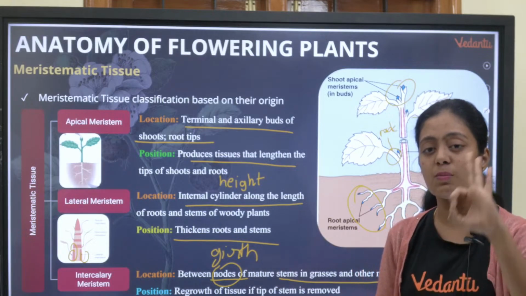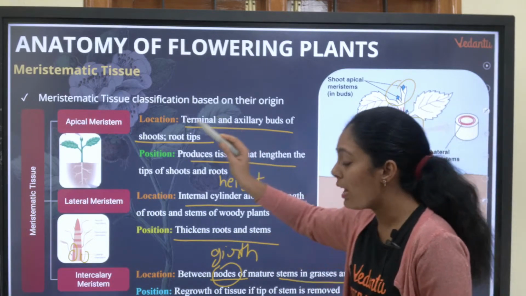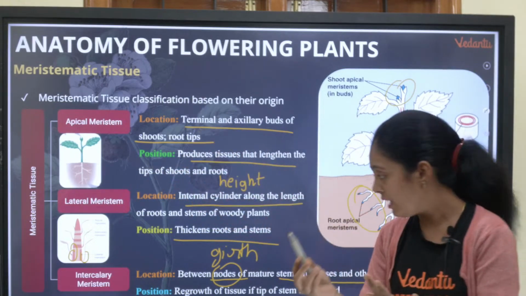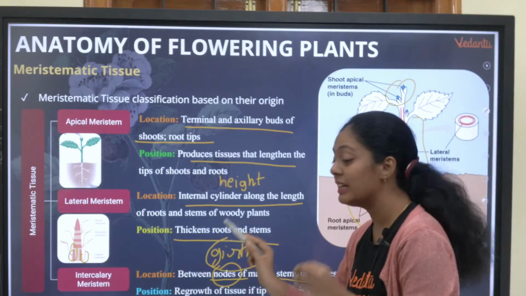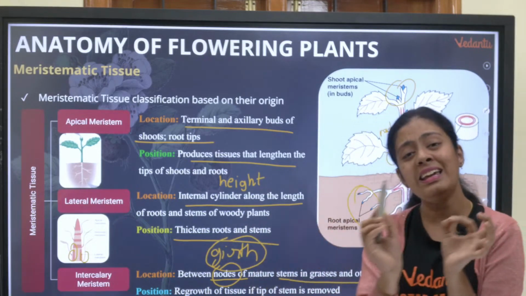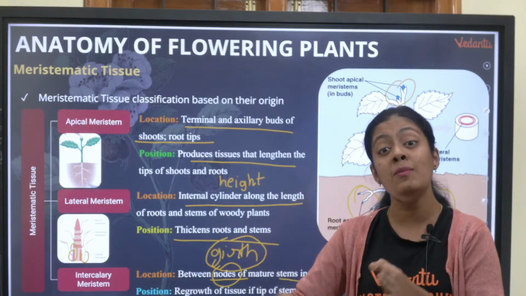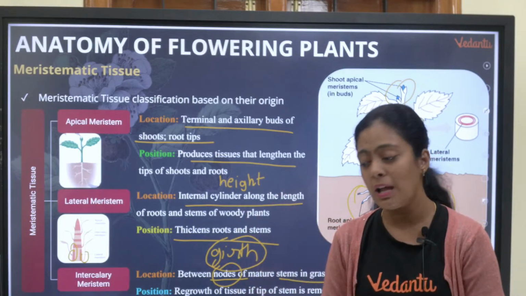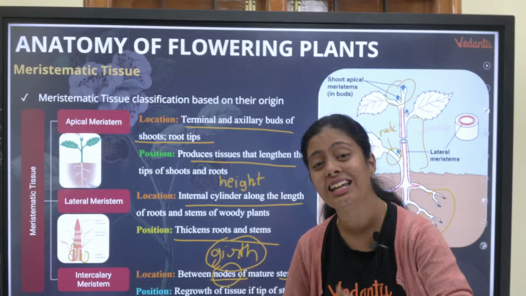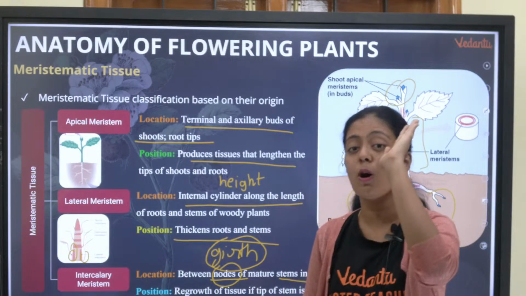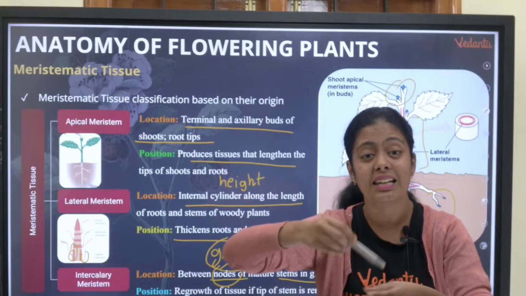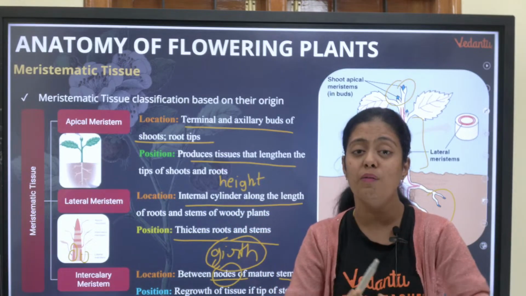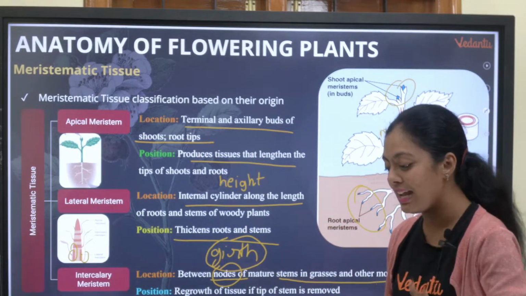So the function of these three meristems is very, very important. Your apical meristem helps in height. Your intercalary meristem and lateral meristem help in increase in the girth. The increase in the height is what we call primary growth. So what is primary growth? It is the increase in the height of the plant. What is secondary growth? It is increase in the thickness, the increase in the girth of the plant. That is what we call secondary growth.